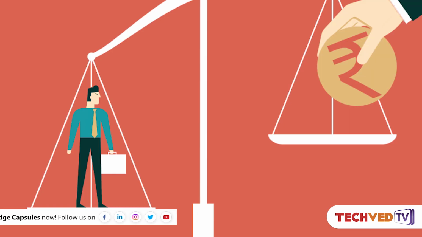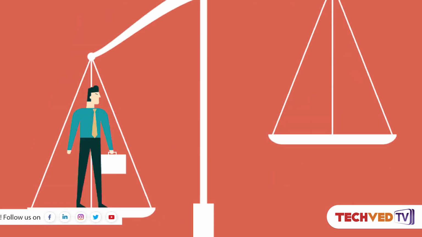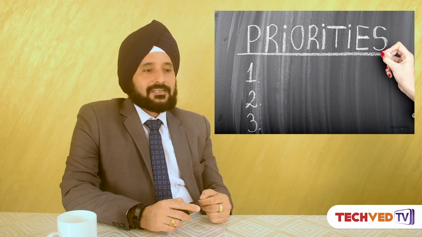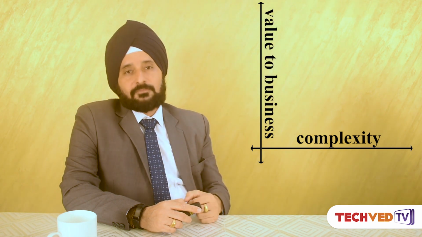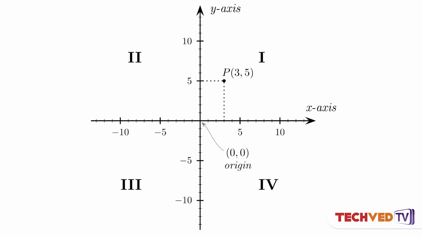So for this, like in so many other areas, we also have a 2x2 matrix, which would help us prioritize these use cases. The x-axis is about complexity of the use case. Y-axis is about value to business. Between them, they make 4 different quadrants.